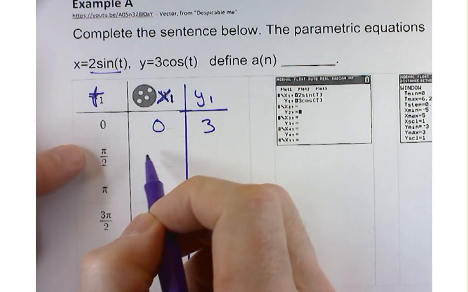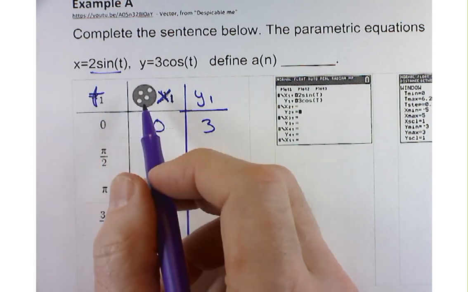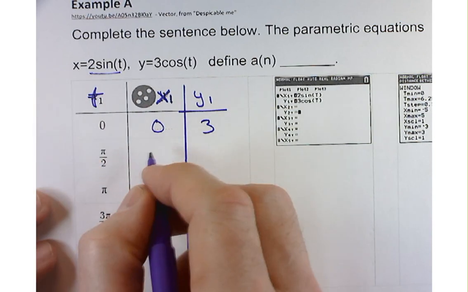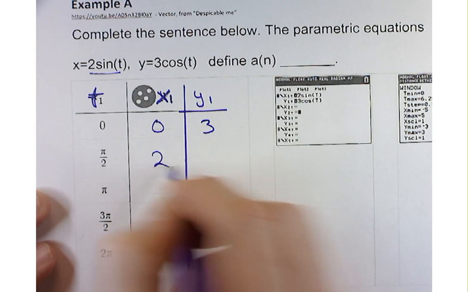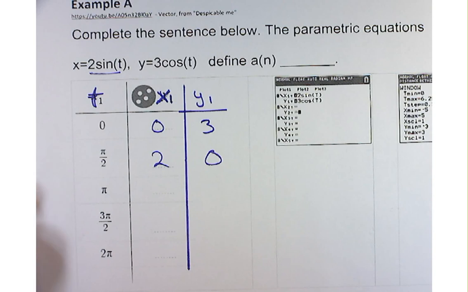Let's plug in pi over 2 next. Sine of pi over 2 is 1, times 2 would be a 2. Cosine of pi over 2 is 0. 0 times 3 is still 0.